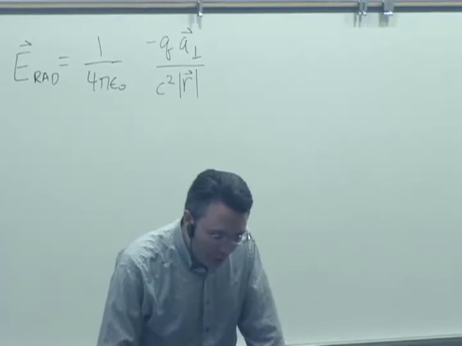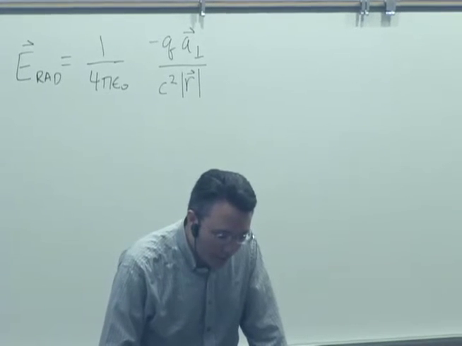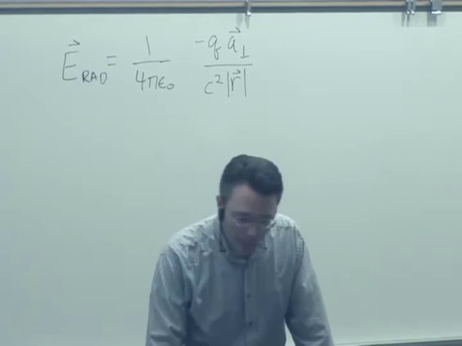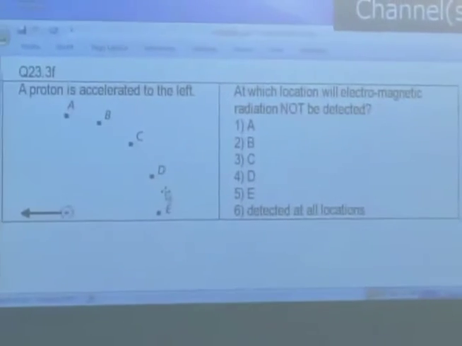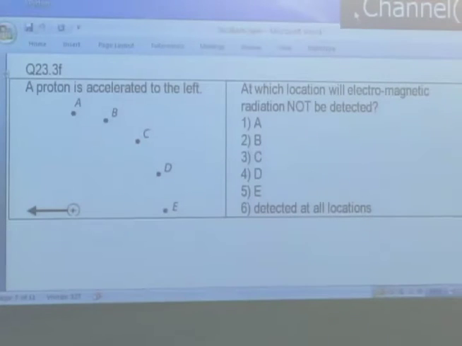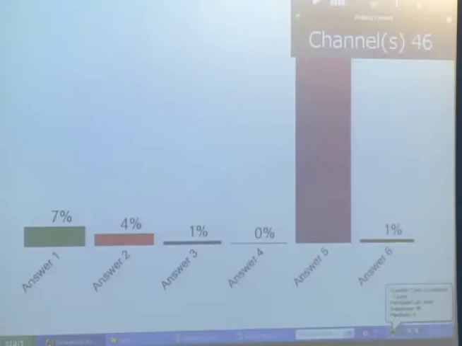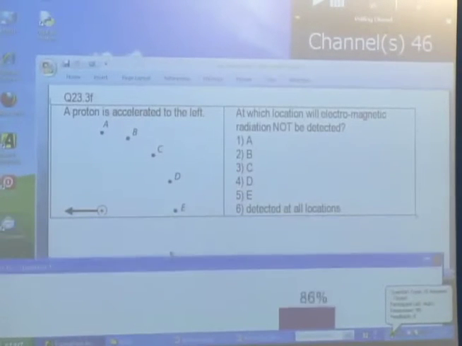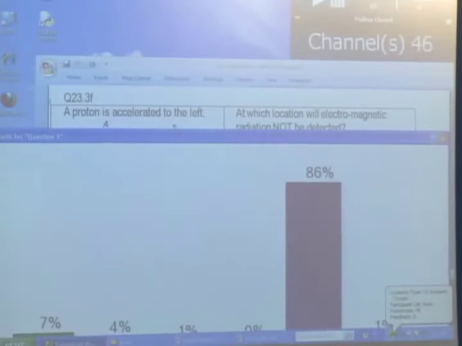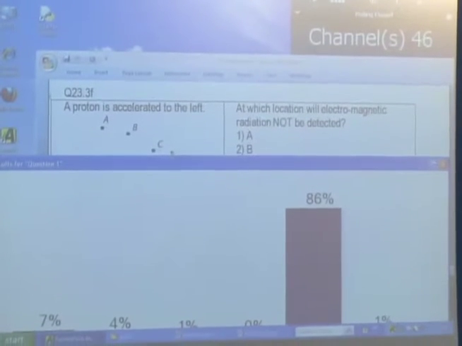Why don't we start with just a quick review of this and see if we can get some of these directions correct. Here's a question. We have a proton that is accelerated to the left, and we have various locations, A, B, C, D, and E. At which location will electromagnetic radiation not be detected? Everywhere except location E, because it's along the line of the acceleration.